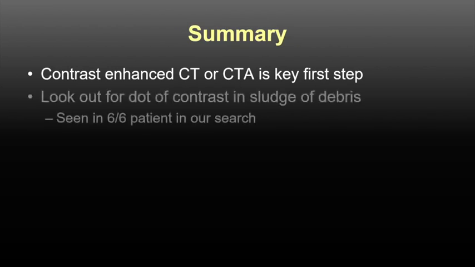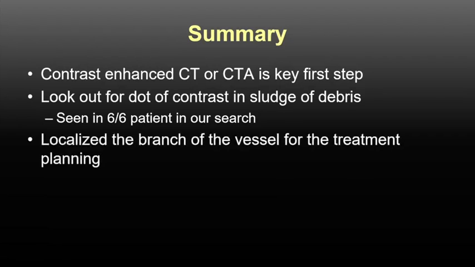So, in conclusion, it is important to get a CT with contrast or CTA as a first key step when evaluating a patient with upper aerodigestive tract hemorrhage, especially a patient with head and neck cancer. Look for the dot in a sludge sign. Six out of six patients in our study had a dot in a sludge sign, which helps to localize the site of the hemorrhage. And at the end, look for a branch of the vessel that led to the hemorrhage. It is important for surgical planning, and it will help our neurosurgical and neuro-IR colleagues.